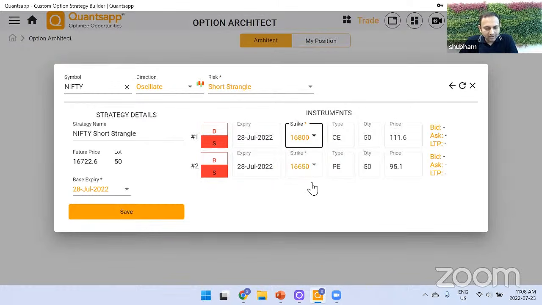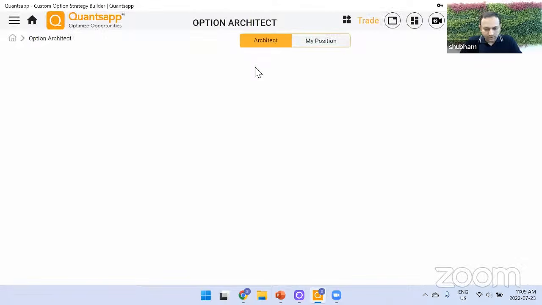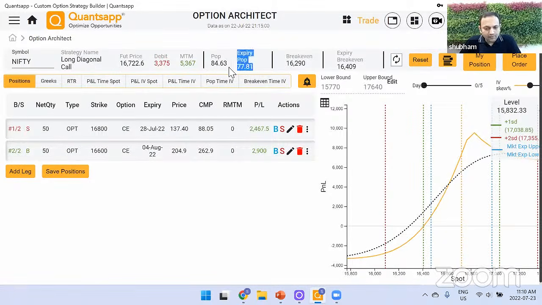If I just save it, let me just move this back. So we can see that the expiry POP for this strategy is, the POP for 1 day is 84.63 and the expiry POP is 77.81. If I create a hedge on top of it, obviously the POP will change and you can see the new POP right there. So if you have this kind of a scenario where you want to see how the probability is changing, you can just add the strategy and tweak it and check in Architect how the POP is changing.